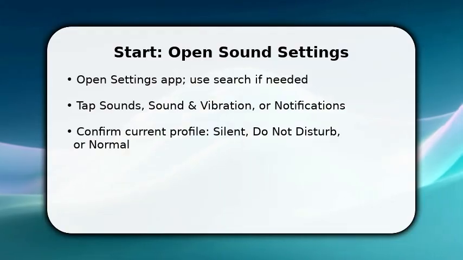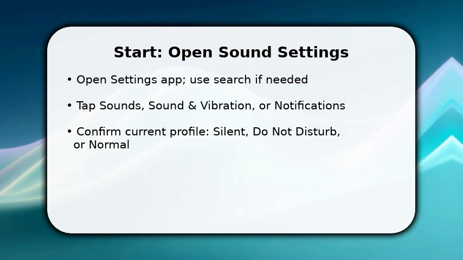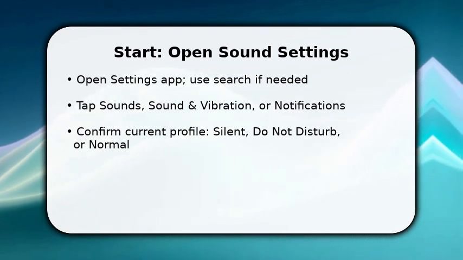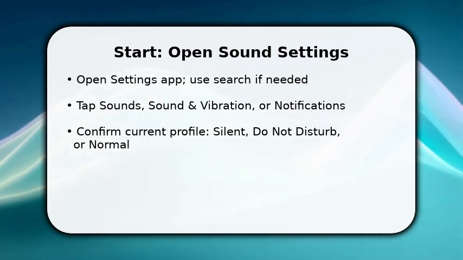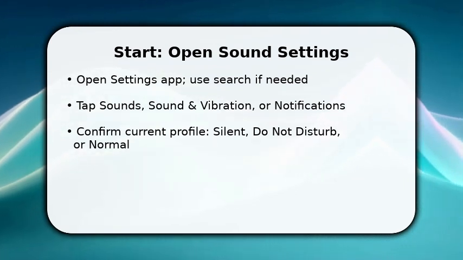You start by opening Settings and navigating straight to the Sound area. This is where System Ringtones and App Alerts live. Once in Sounds or Sound and Vibration, make sure your phone profile is not on Silent or Do Not Disturb, because changes won't audibly preview.